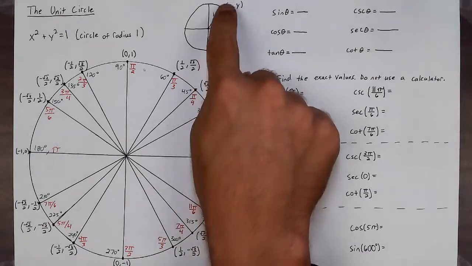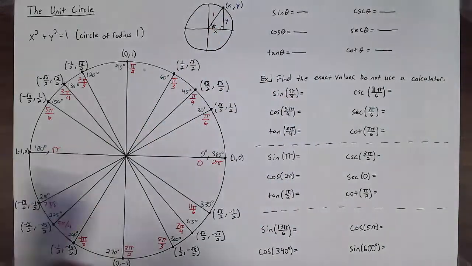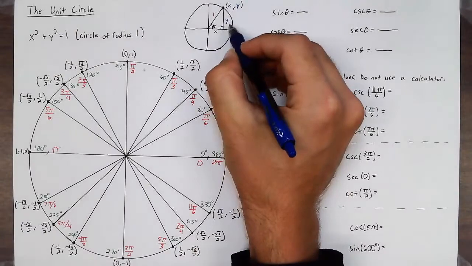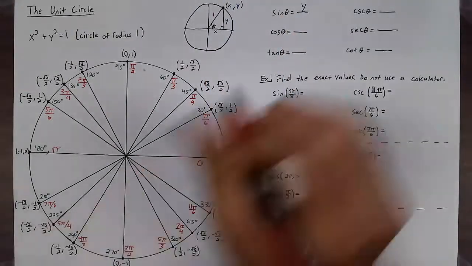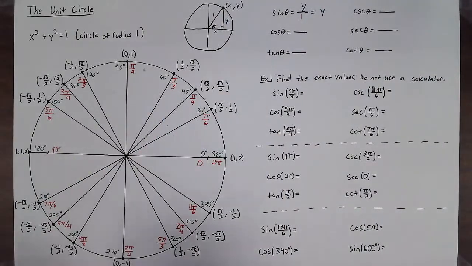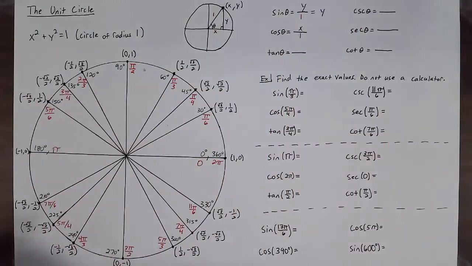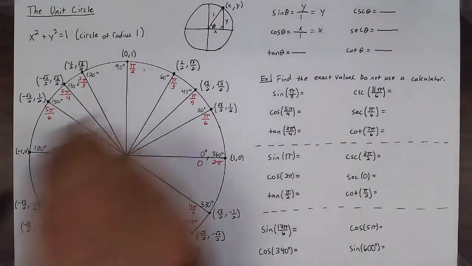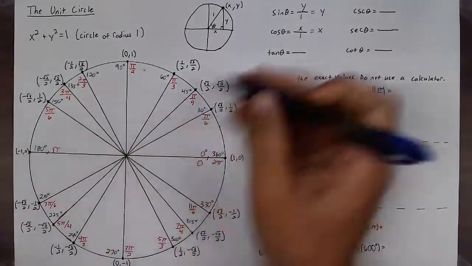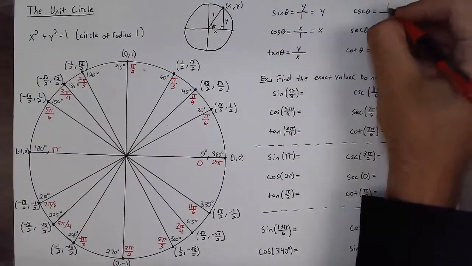Now if I took a random point on a circle, let's call it xy on this unit circle, so still radius 1, we can actually define sine, cosine, and tangent, as well as cosecant, secant, and cotangent. Sine would be opposite over hypotenuse, so in this case it will be y over 1, which is just y. Cosine would be x, adjacent over hypotenuse 1, which is just x. Tangent would be opposite over adjacent, so y over x. Cosecant would be hypotenuse over opposite, so 1 over y.